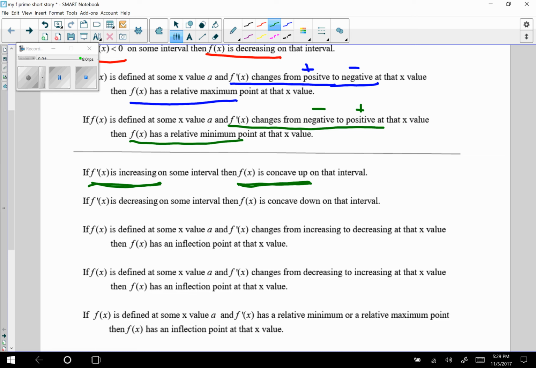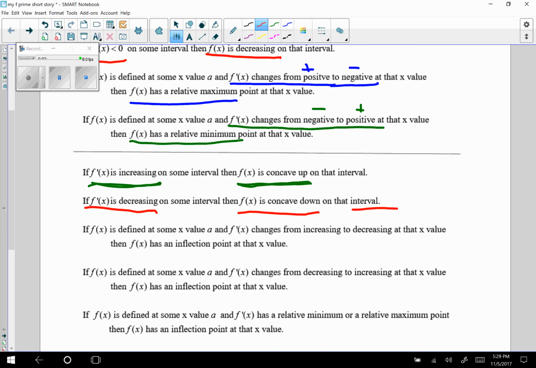In like manner, if the question asks where is f concave down, and we're given the graph of f prime, we're simply going to look at the graph of f prime and determine when it's decreasing. This is going to be the why, f is concave down on a particular interval.